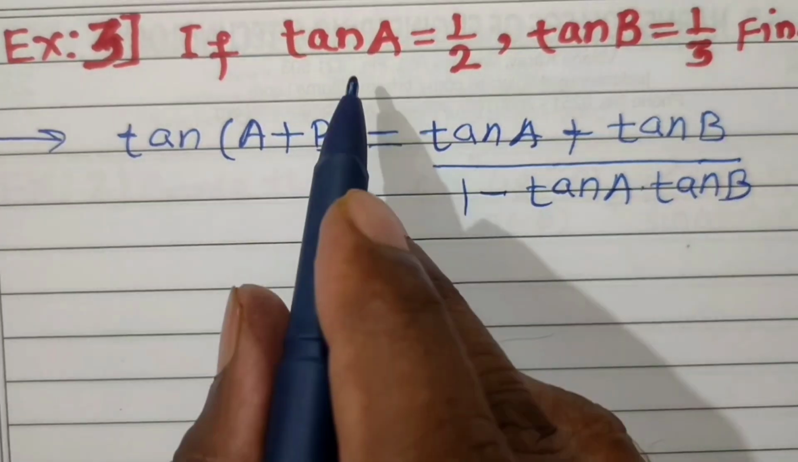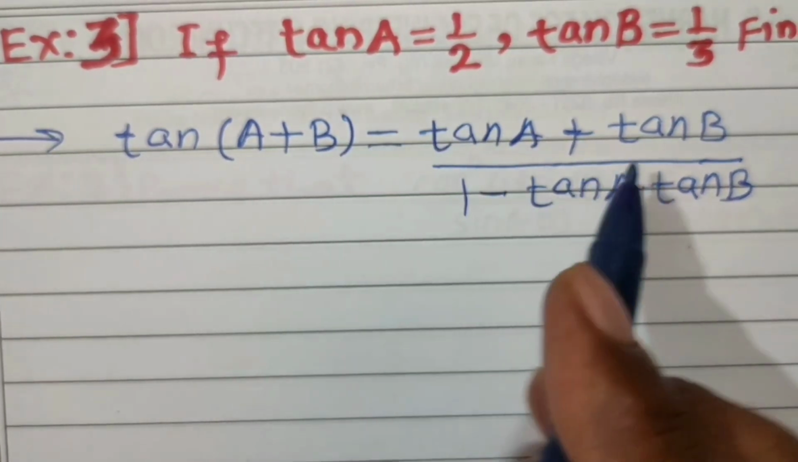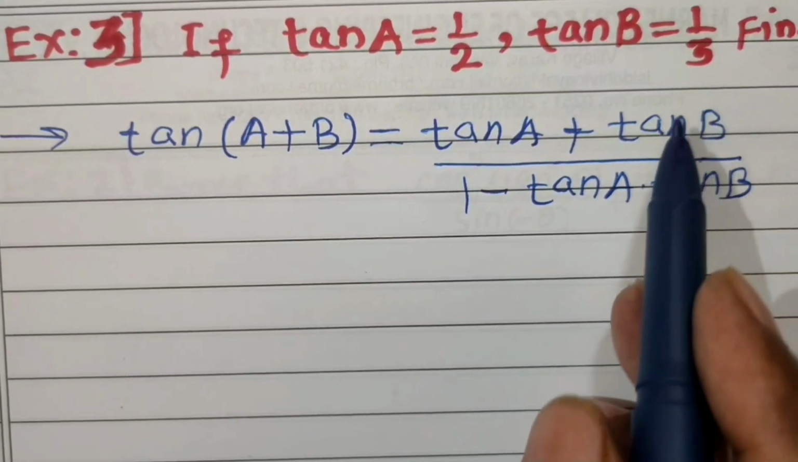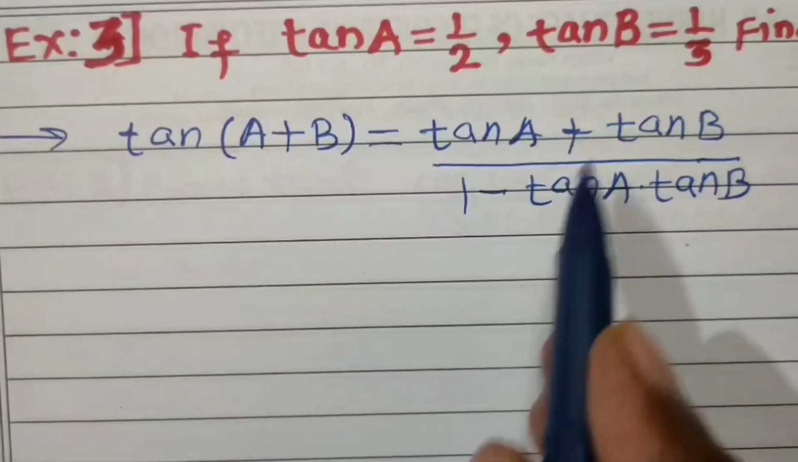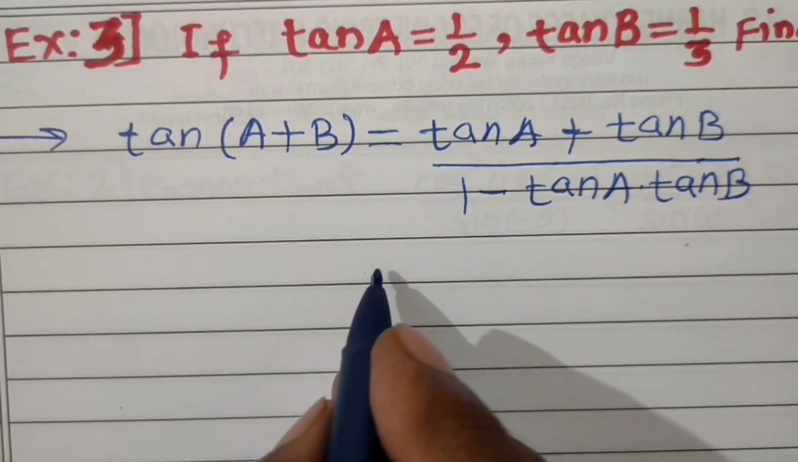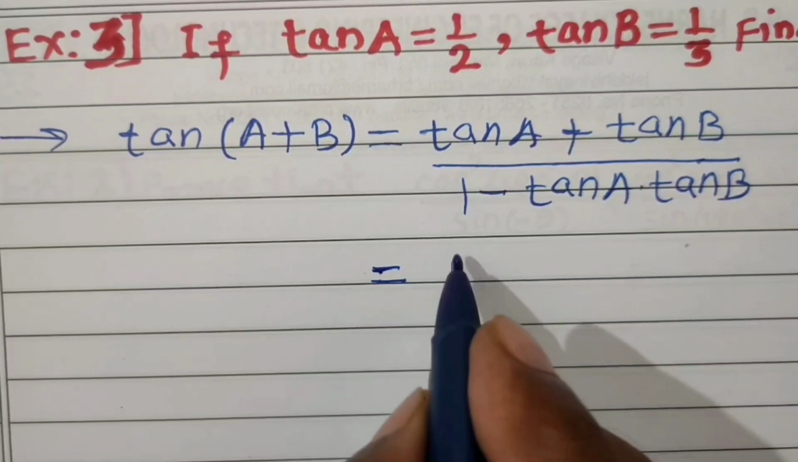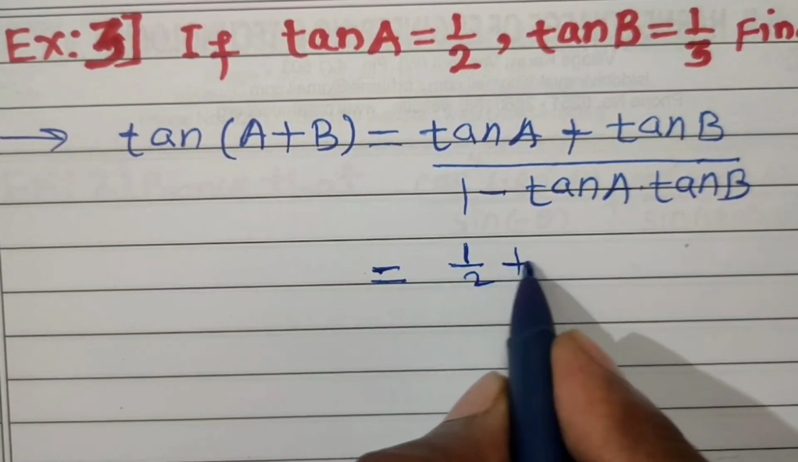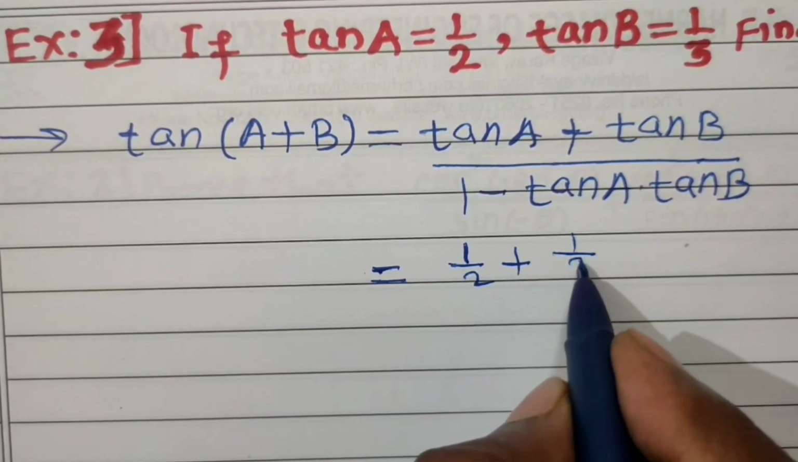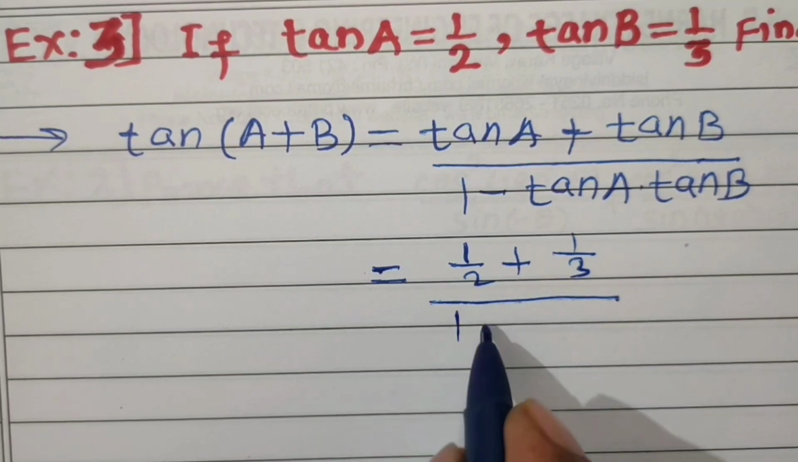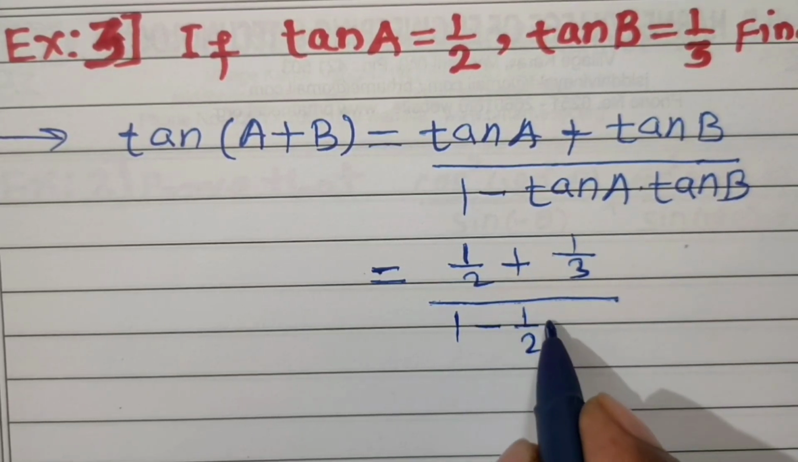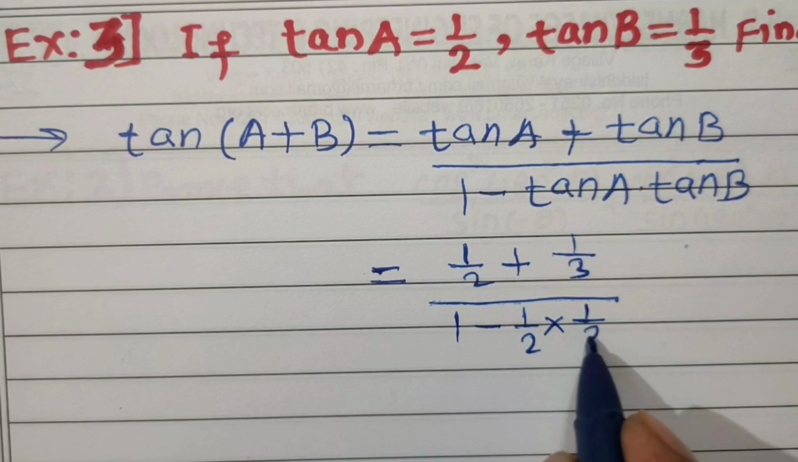Okay. Here tan A is equal to half. This is given. Tan B is equal to 1 upon 3 is also given. We have to put these values here and simplify. So right hand side becomes tan A is half plus tan B is 1 upon 3 divided by 1 minus 1 upon 2 into 1 upon 3.